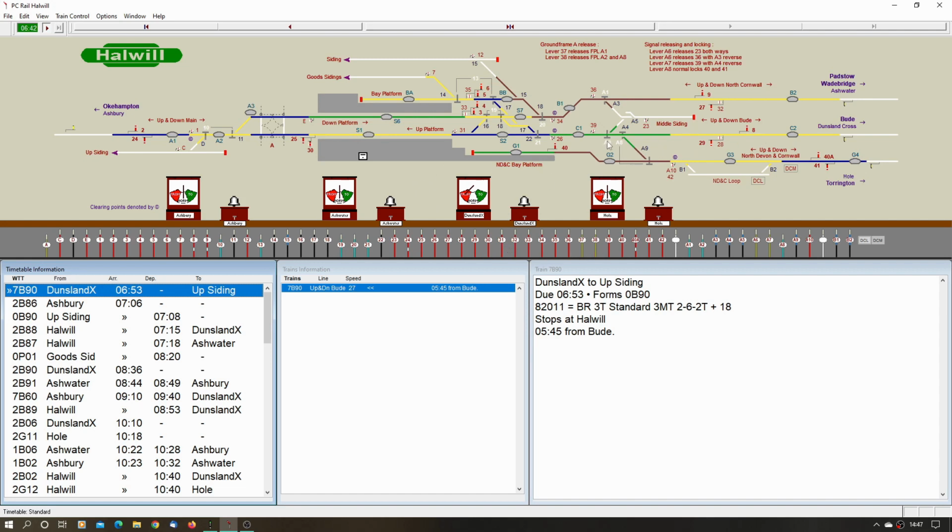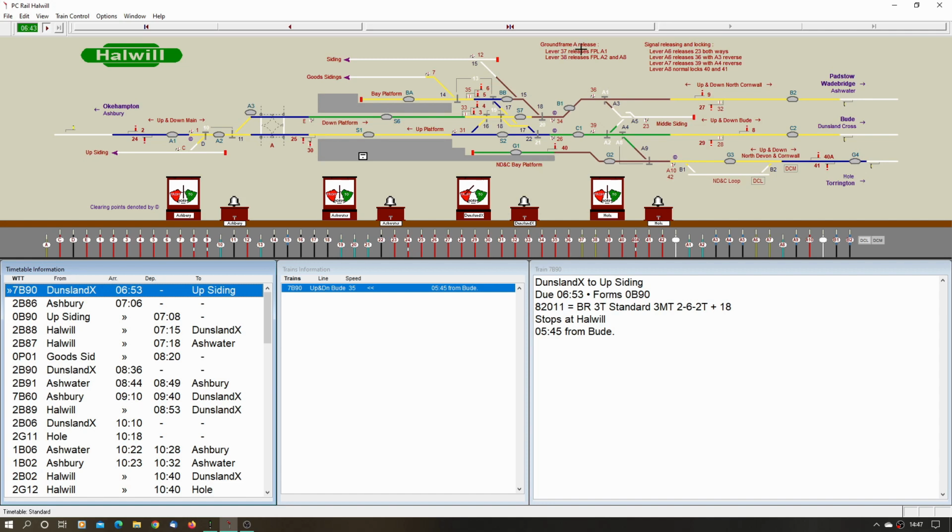I can't show you the working of the ground frame now because I've accepted it. There's also A6 and A7, which is an unusual locking. Signal release and unlocking. It tells you what A6 does. Releases 23 both ways, so 23 from the middle siding can either come up this side or go onto the platform. A7 releases 39 with A4 reverse. Right, so obviously releases that signal to come across this crossover A4.